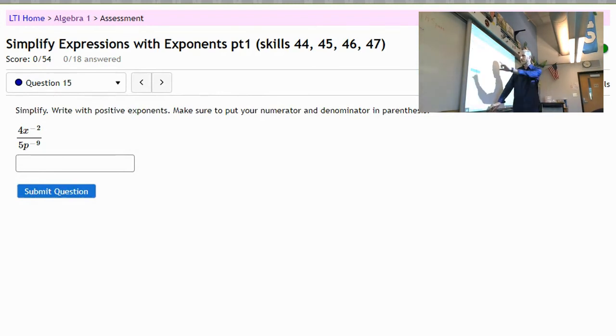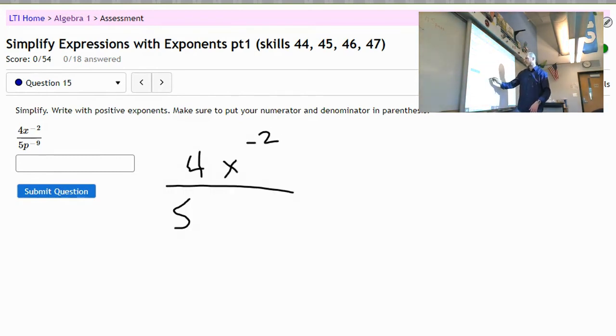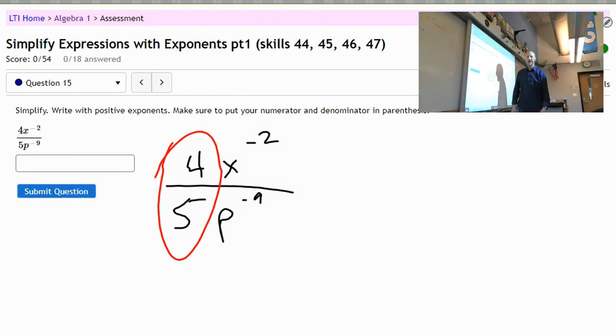All right. So I've got 3 parts going on here. So I have 4x to the power of -2 on the top. I've got 5p to the -9 on the bottom. These are actually not bases at all. There is no exponent on the 4. There's no exponent on the 5. These are just numbers. That's a fraction. We're not going to do any weird exponent stuff. It's a fraction. If you can reduce a fraction, you should reduce the fraction. In this case, I can't reduce 4 over 5. It's already reduced, so that's going to stay exactly the way it is.